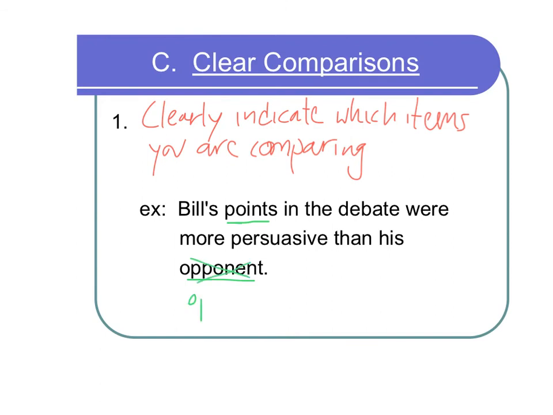We could say opponent's points, apostrophe S. Or you could just say opponent's, apostrophe S. And that clearly shows the comparison we're trying to make. If we just put opponents with an S, that's plural. That's incorrect. So you could state it, Bill's points in the debate were more persuasive than his opponent's points, or Bill's points in the debate were more persuasive than his opponent's, apostrophe S. And that's how you make a clear comparison.